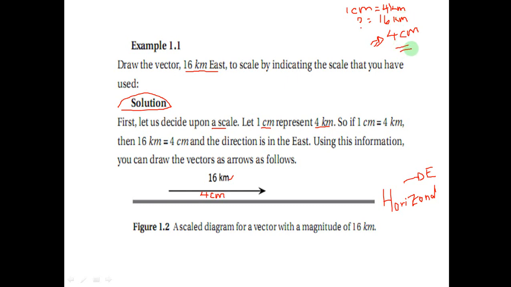The second step is draw your arrow, the vector arrow. So while drawing, you must have a reference point. Our reference point is the horizontal line or the east direction. So drawing a line of 4 centimeters, which is parallel to the horizontal line, represents the 16 kilometers to the east. So here figure 1-2, a scaled diagram for a vector with a magnitude of 16 kilometers.